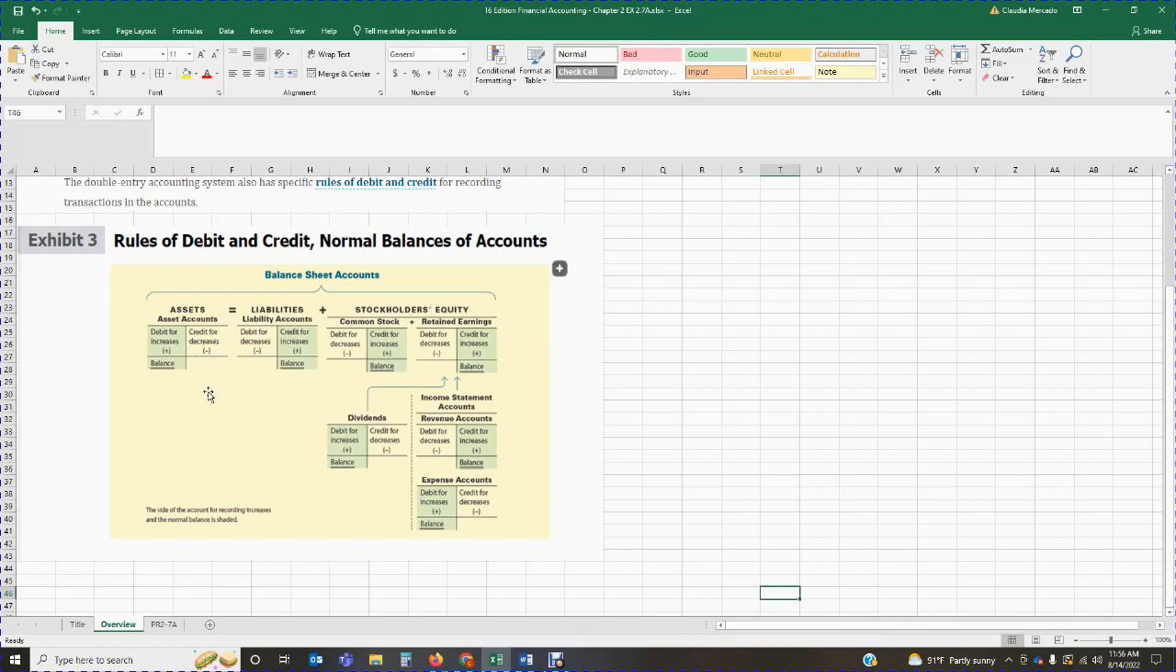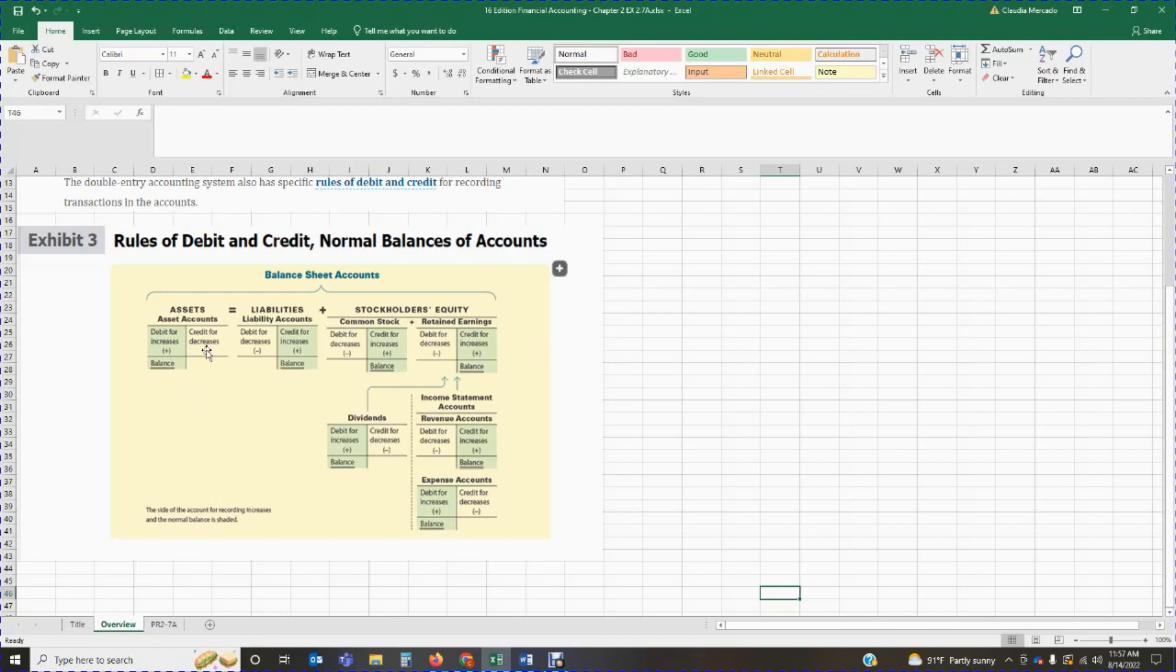Let's say, for example, you provide a service and you get paid for your service in cash. Okay, so what did you receive? Well, you received cash. Did your cash increase or decrease? Well, my cash increased. It's a positive. So that means I would have to debit my account. Okay, so the first question you have to ask yourself about a transaction is, is it an increase or a decrease? Plus or minus?